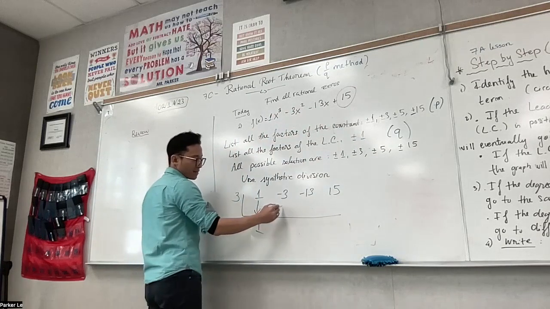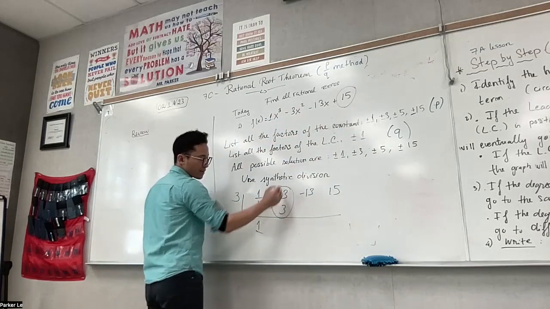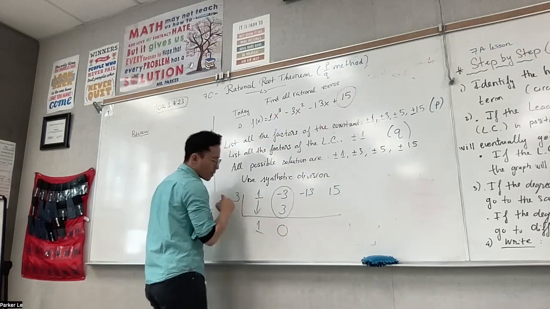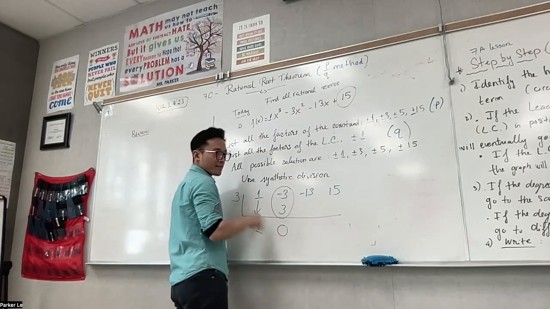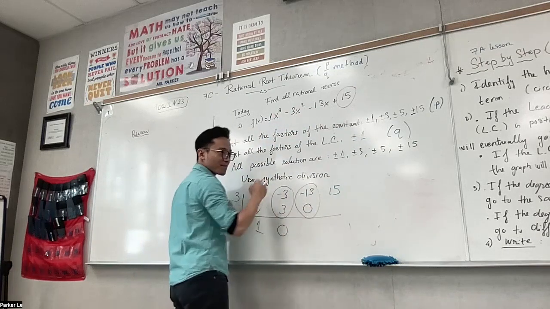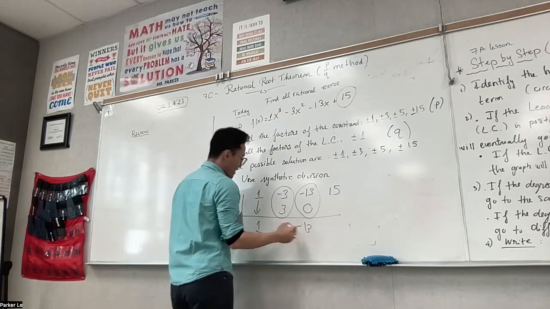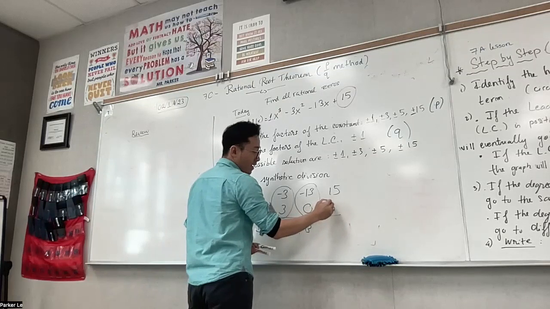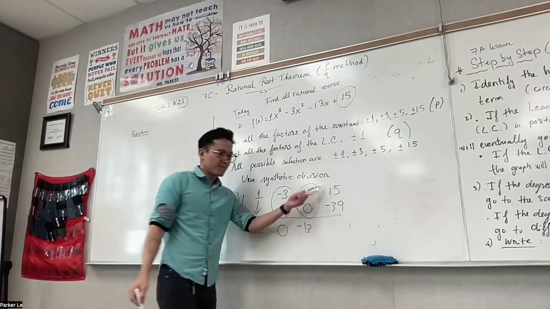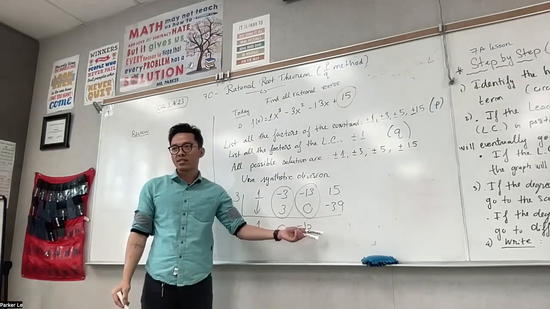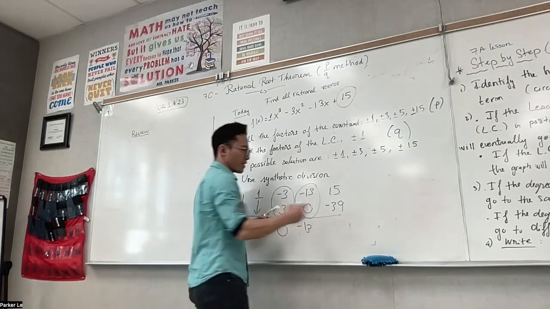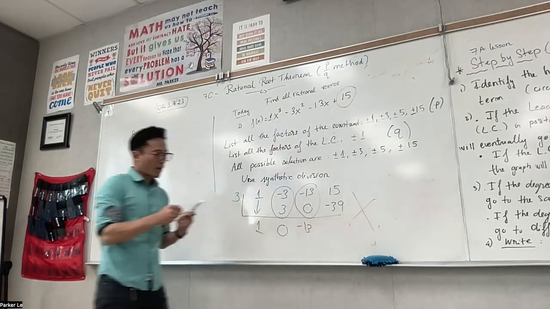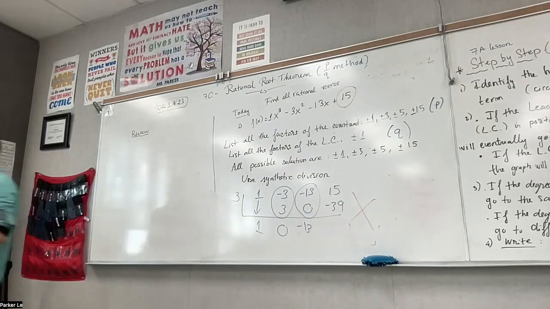Multiply. 3. Add them. 0. Multiply. 0. Add them. Negative 13. Multiply. Negative 39. Well, I don't need to calculate this. I know this is not 0, right? So this is not the one. What else do you want to check? 5. Okay, let's try 5.